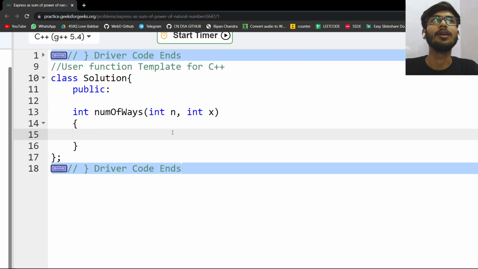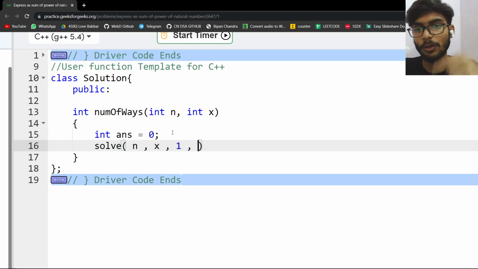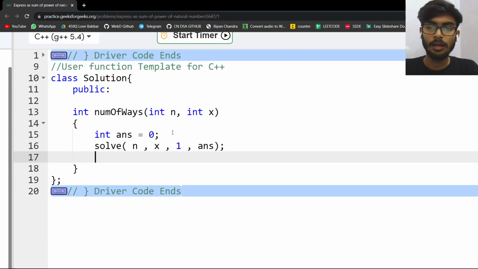Okay. Now along with the approach, how are we going to attempt it? Let us first make an answer variable, in which I'm going to store the number of possible ways to obtain the target. And I'm going to call my help function, or let us for now call it the solve function. In this, I'm going to pass parameters n, x, and the index from which it is starting. The first it is going to subtract 1 square, then 2 square, then 3 square. So I'm sending it 1, and lastly I'm going to send the answer, and at the end I'm going to return the answer.